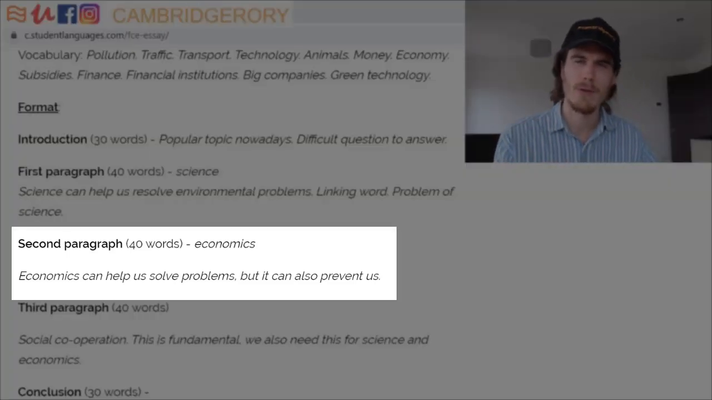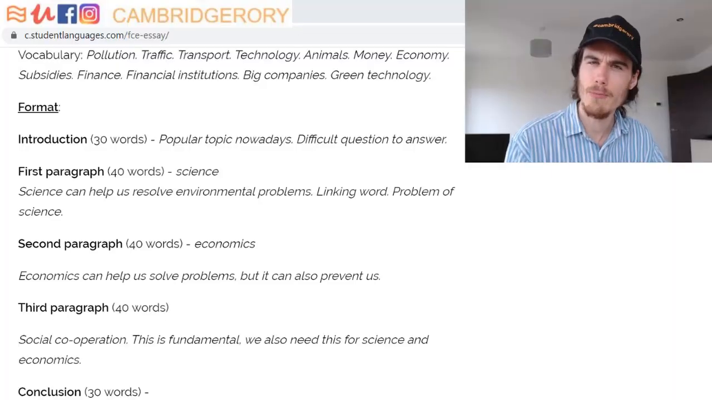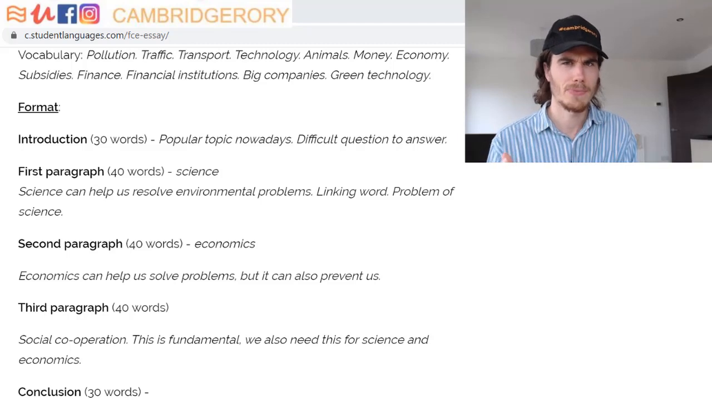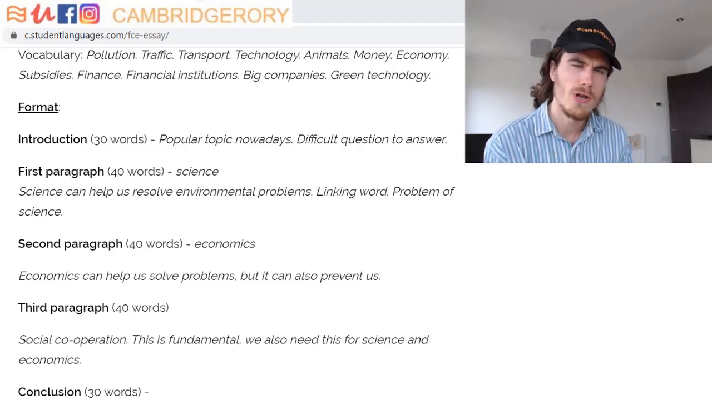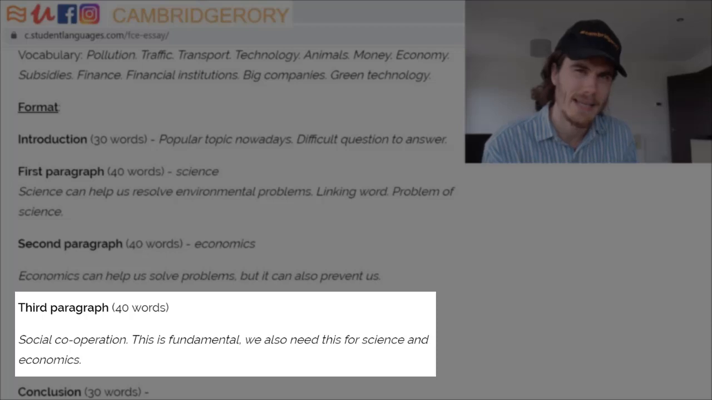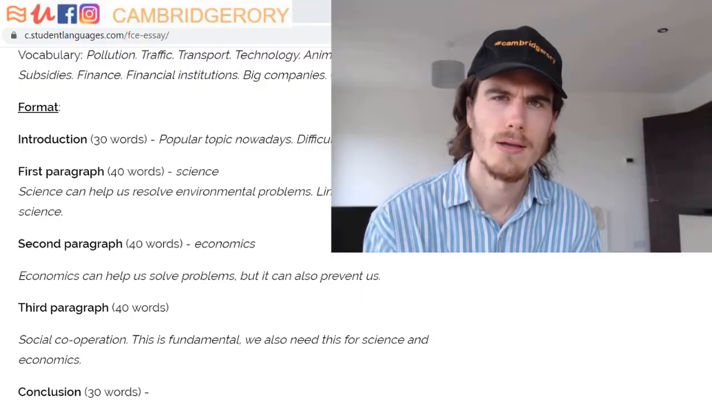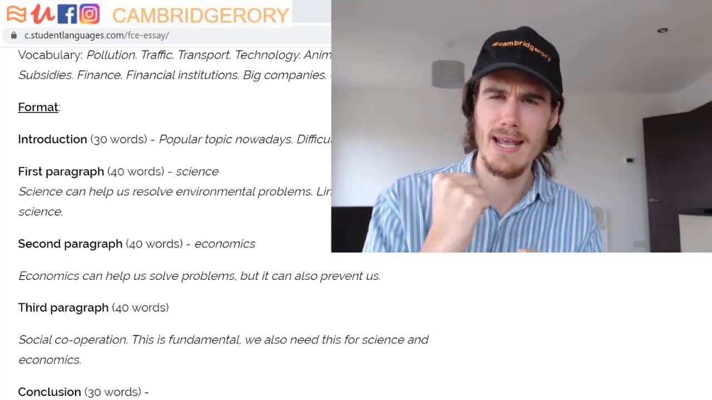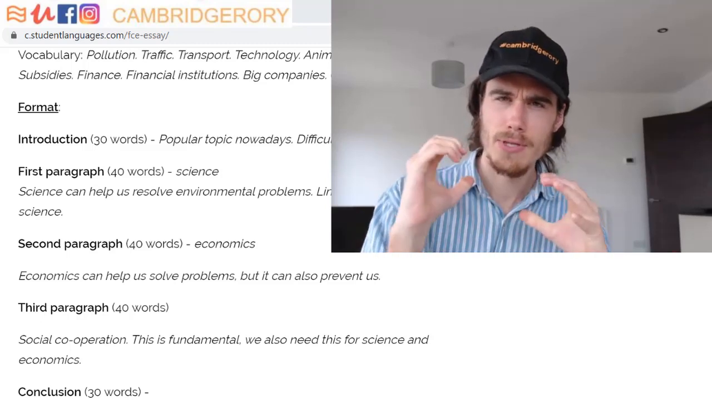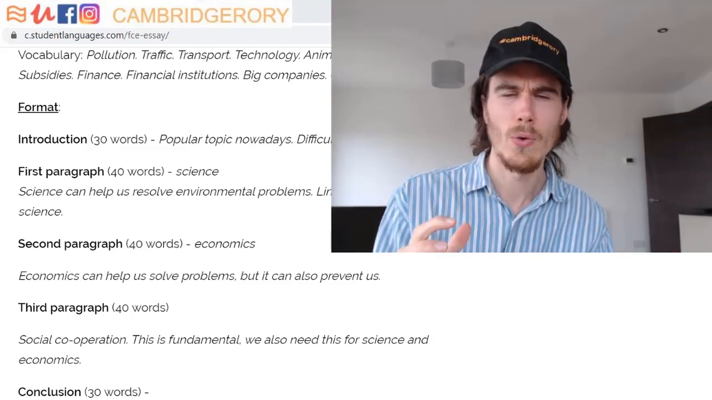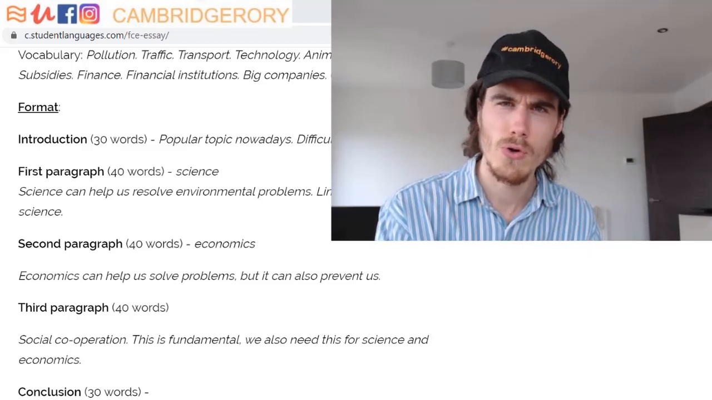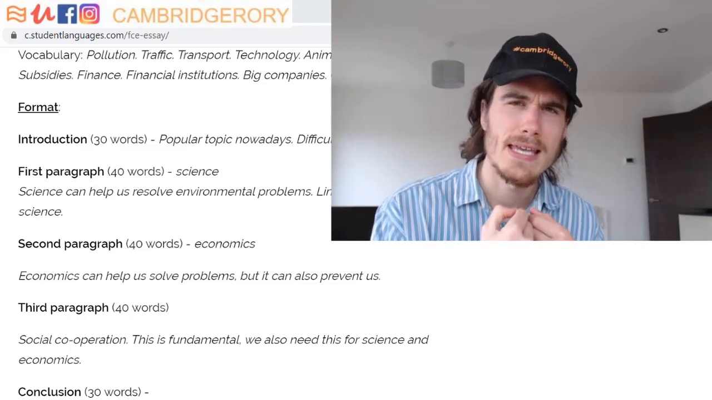And again, I would talk about the good side of economics, how it can help us, and also the bad side of economics, how it can create problems. And the third paragraph, my own note, which I think I would talk about for this essay, is the need for social cooperation. I would say that I think this is fundamental, and that I think it is connected with science and economics, particularly on a global scale when you're trying to get different countries to work with each other. Social cooperation, for me, is vital.